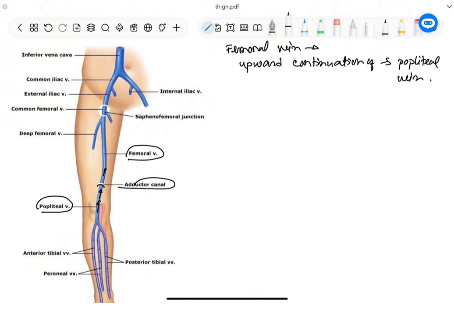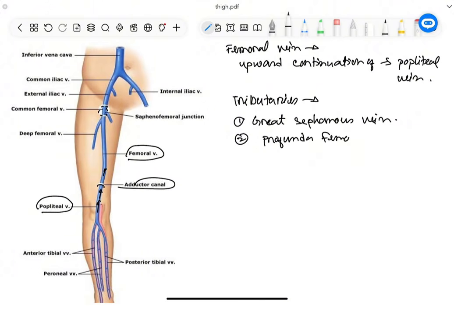Popliteal vein. So, the examiner can ask you the next question: the femoral vein is getting tributaries. So, what are the tributaries of the femoral vein? Here you can see the saphenous opening is there, and already we know the great saphenous vein will come to join into the femoral vein. So, the first tributary we can write is the great saphenous vein. Number 2, profunda.